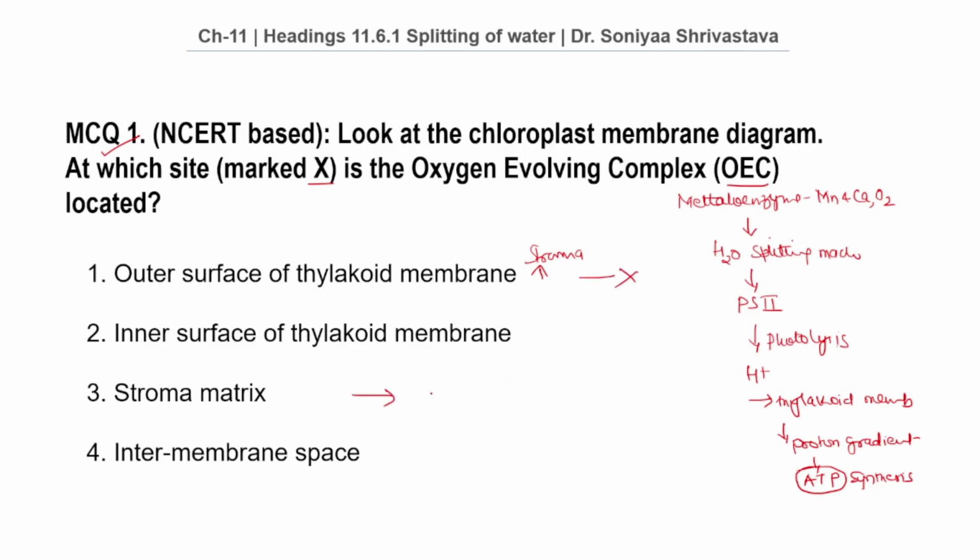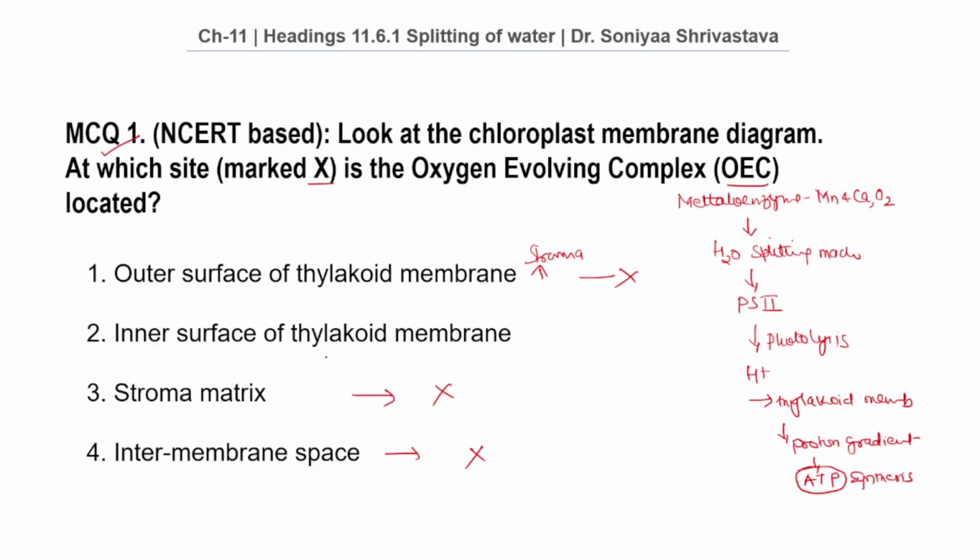Stroma matrix. The OEC is associated with photosystem 2, which is embedded in the thylakoid membrane, and it is not present in the stroma matrix. So this option is also wrong. Intermembrane space. The space lies between the outer and the inner chloroplast membrane and has no role in the water splitting. So this option is also wrong.